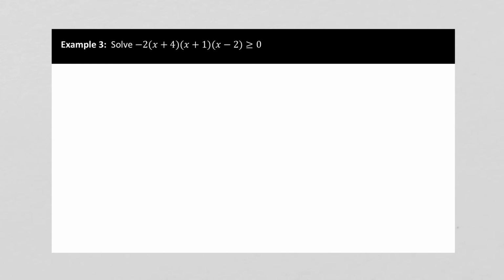What about this one? Well, we just set all our factors equal to 0 since it's already factored for us. And we've already got it equal to 0, so that's good. So we'll just say x plus 4 equals 0, x plus 1 equals 0, and x minus 2 equals 0. So x is negative 4, negative 1, or 2.